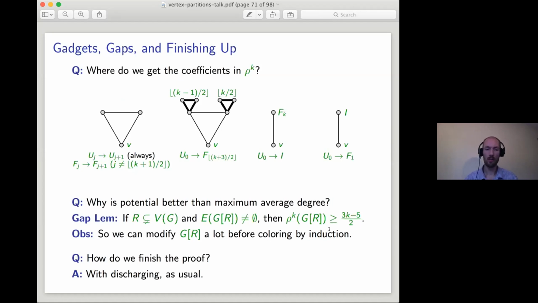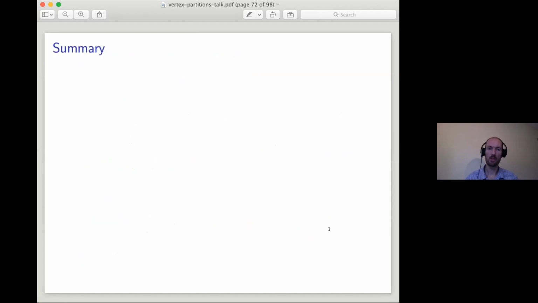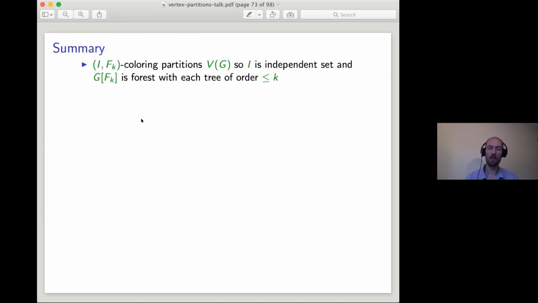Okay, so I said a lot. Let me recap and just tell you what we did today. The main problem was we want these IF_K colorings, which are a partition of V(G) into an independent set and a set that induces a small forest where each tree is small. Each tree has at most K vertices. Here's an example that we talked about. This is an IF_6 coloring because the orders of the trees are not more than 6, and the white color class is really independent.